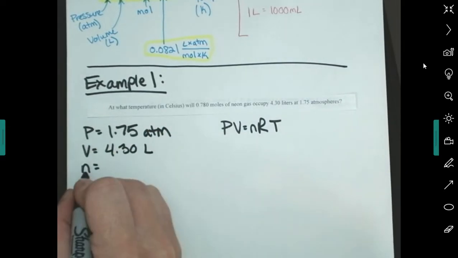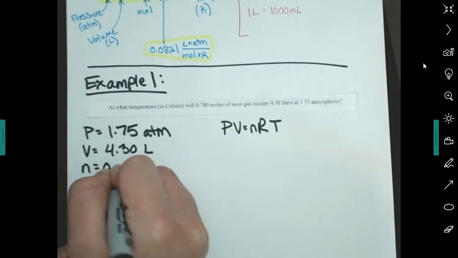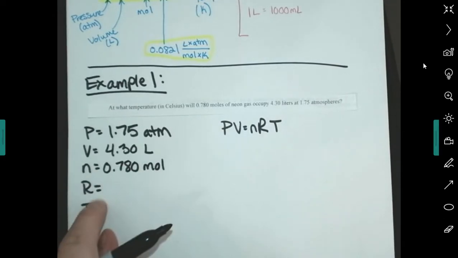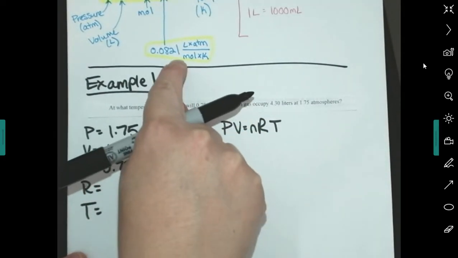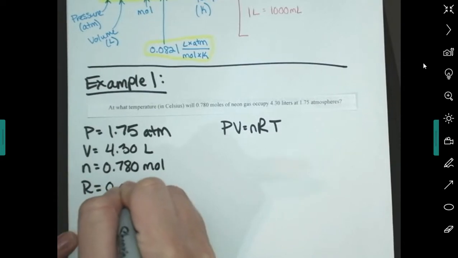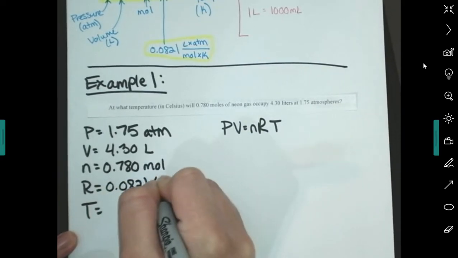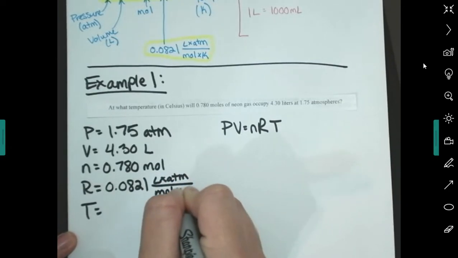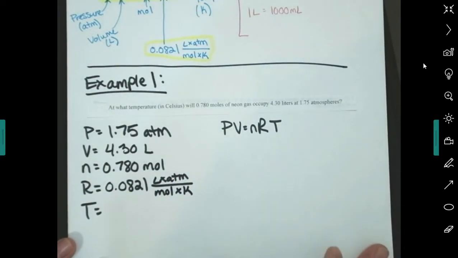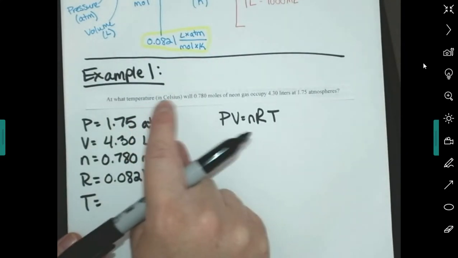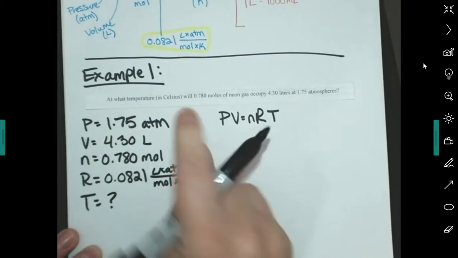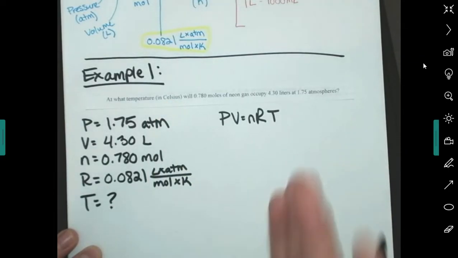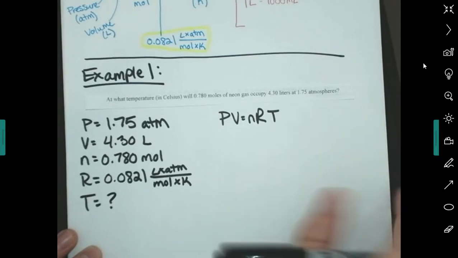N is number of moles, so right here we have 0.780 moles, so let's write that down. R, I told you R is always going to be this, so let's write that down. R is 0.0821 liters times atmospheres over moles times Kelvin. I know it's annoying to write that down, but get over it. And temperature is what we're looking for. Even though it says in Celsius, whatever we get is going to be in Kelvin, and then we're going to have to convert back to Celsius by subtracting 273.